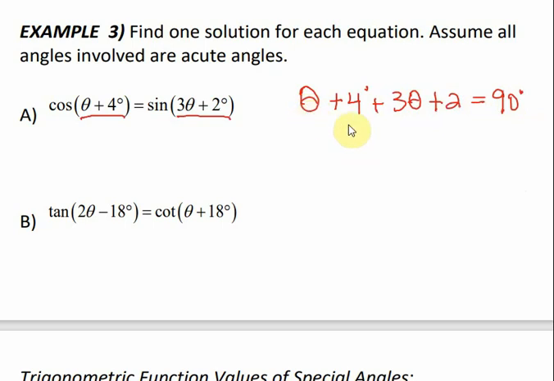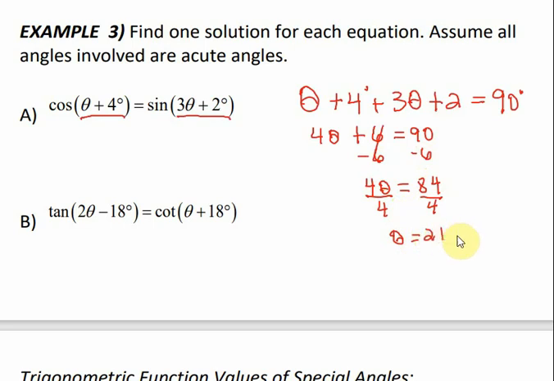All right, so we're going to add these like terms together. This is like a 1 theta plus 3 theta. That would be 4 theta. And then 4 plus 2 is 6, equals 90. All right, we want to solve for the angle, so I'm going to subtract 6. And I get 4 theta equals 84. Divide by 4. And we get that theta equals 21. All right, so that's theta.